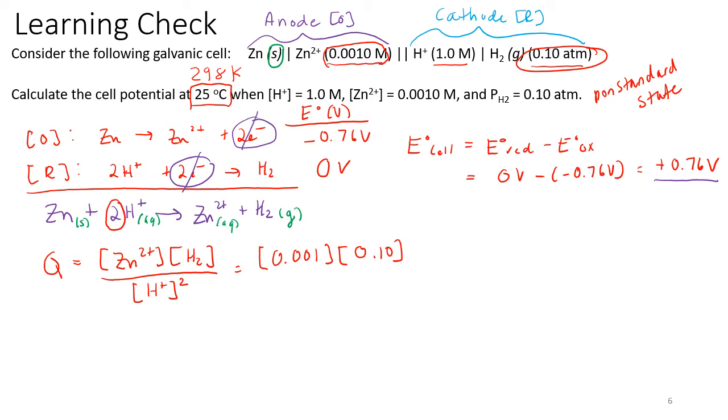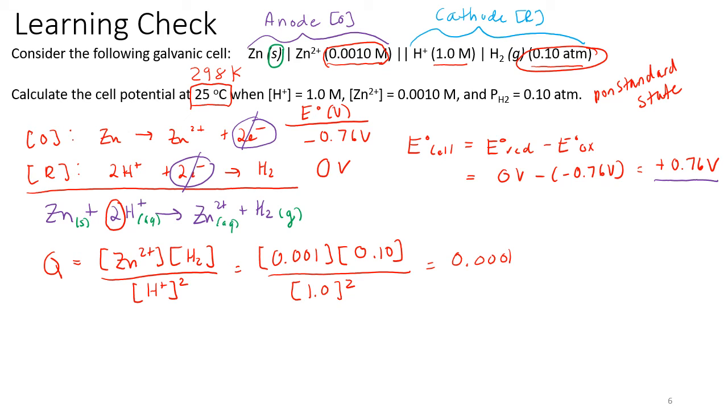I know it seems a little weird mixing molarities and atmospheres, but units aren't even written for reaction quotients or equilibrium constants anyways. Over our concentration for our hydrogen ion, which that one is 1 molar, and that would be squared. And so when we calculate Q, we should get a value, and that comes out to being 0.0001 for our value of the reaction quotient.